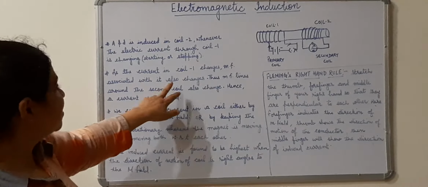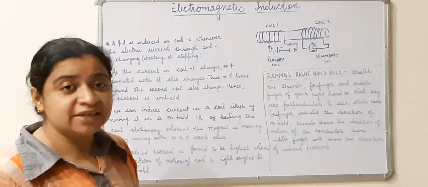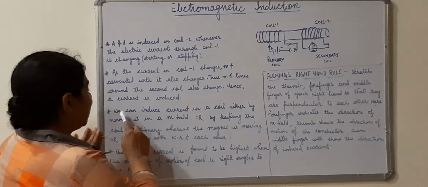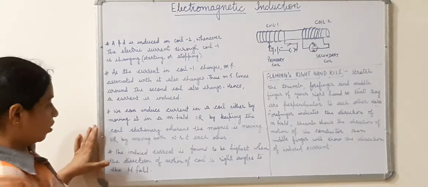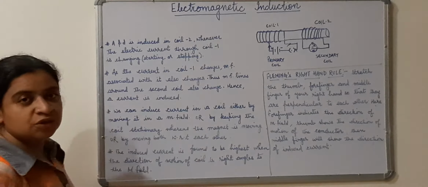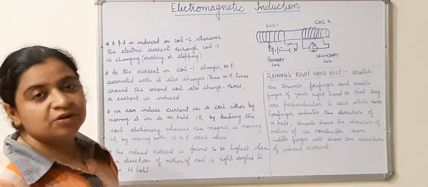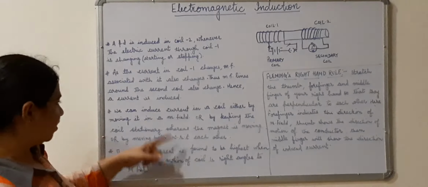So what is the reason? The reason is there is a change in magnetic field lines, or what we call flux. Now, how can we induce current in a coil? The question is, write different ways by which you can induce current in a coil. So I have written these here.